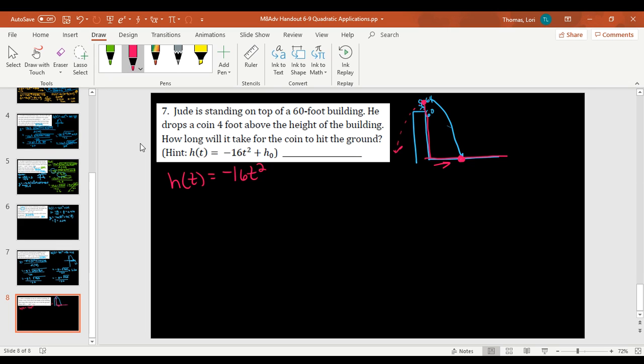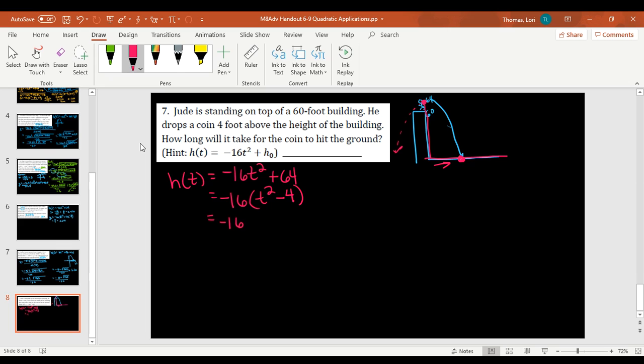We do not have a b value. We do not have a velocity. It's not being thrown. It's just being dropped. And then we're starting out at 64. Now, look here, I know that 64 is divisible by 16. So I am going to factor out negative 16, and I'm left with t squared minus 4.